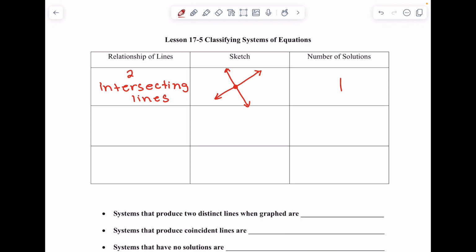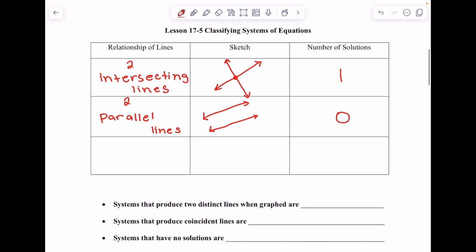Another type of system that we've seen is two parallel lines. And remember, parallel means that the lines never intersect. They're going to go forever and ever and ever without crossing. And because they never cross, there's no point of intersection, which means there's no solutions to the system.